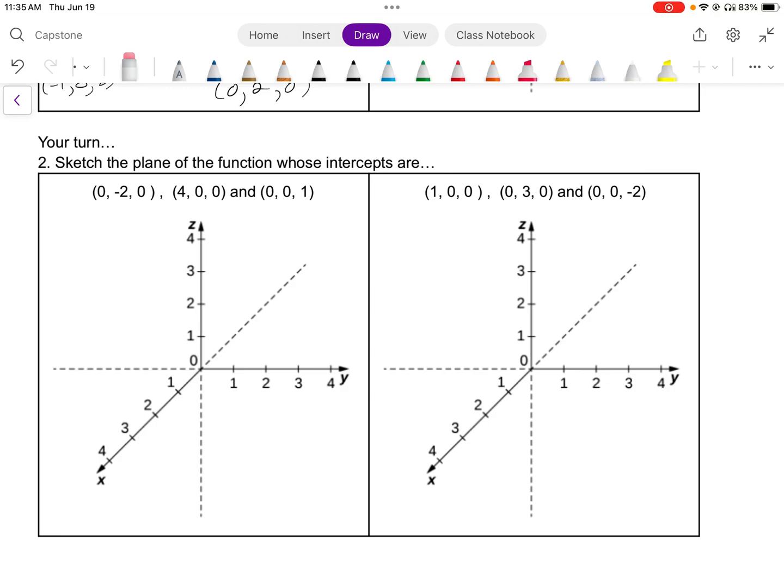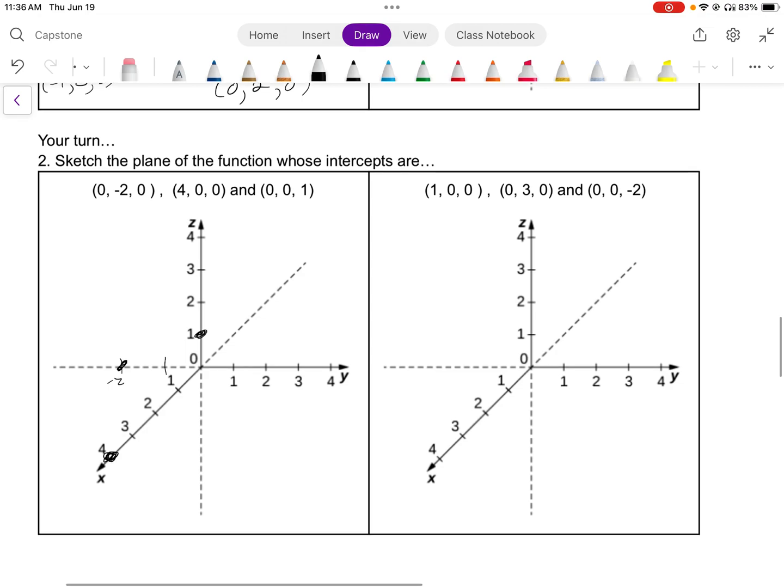All right, so we have 0, negative 2, 0. That's our y-intercept. So negative 2 is here. X-intercept 4, 0, 0. And z-intercept is positive 1. So we have a plane right here, which is kind of angled off in this direction. And you have to imagine extending that out.